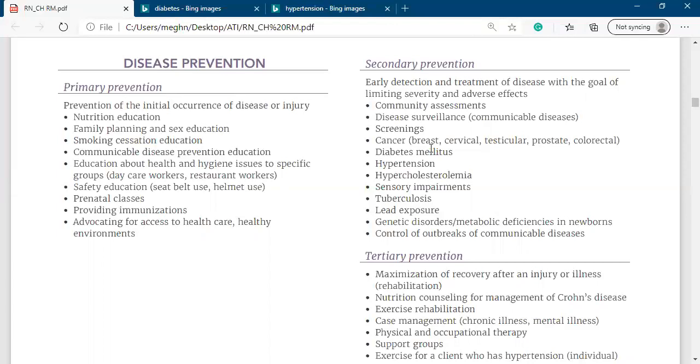Hypercholesterolemia management, lifestyle change, exercise, and anti-lipid medication like statins prevent atherosclerosis. If you do not prevent atherosclerosis, it leads to MI and heart failure. So controlling or screening for hypercholesterolemia is secondary prevention. TB screening and lead exposure screening are secondary prevention. Any screening for genetic disorders or metabolic deficiency in the newborn is secondary prevention. Control of outbreaks of communicable disease is secondary prevention, right?